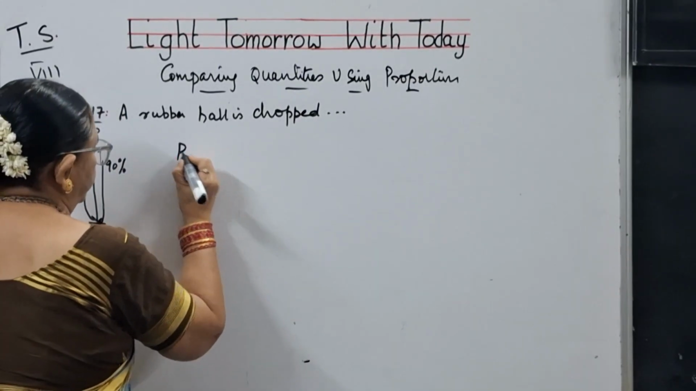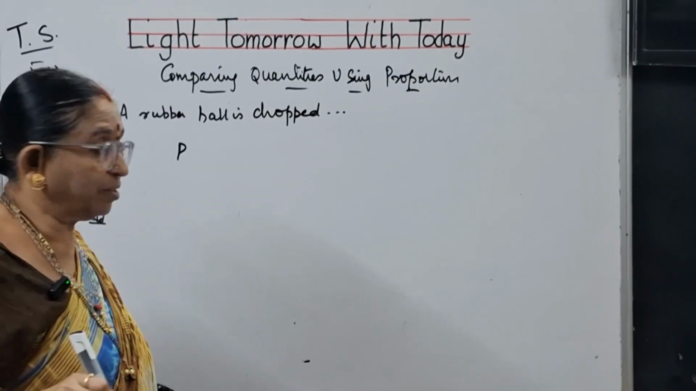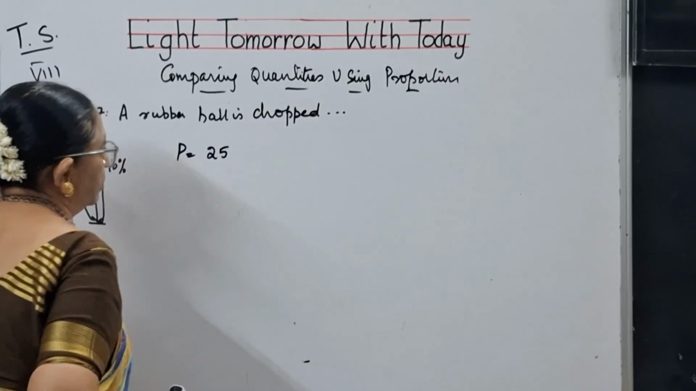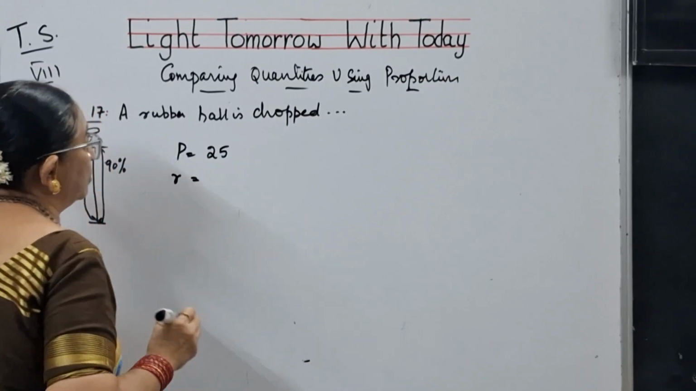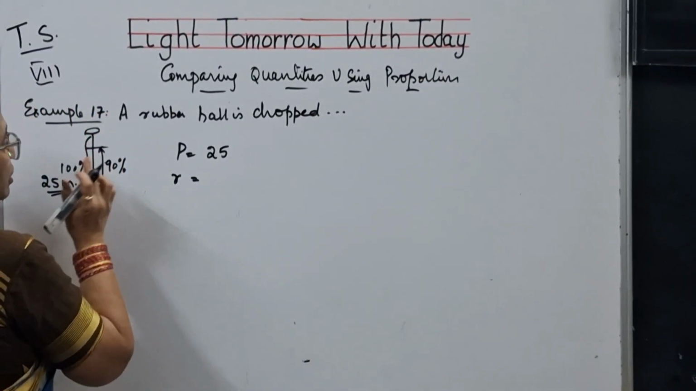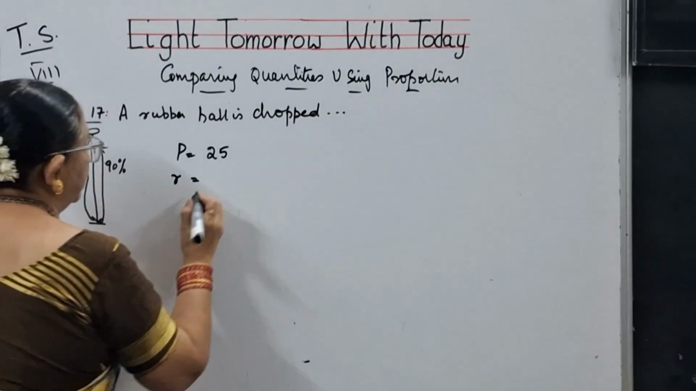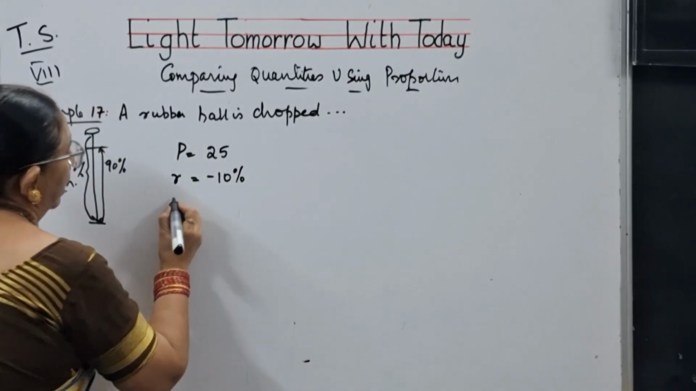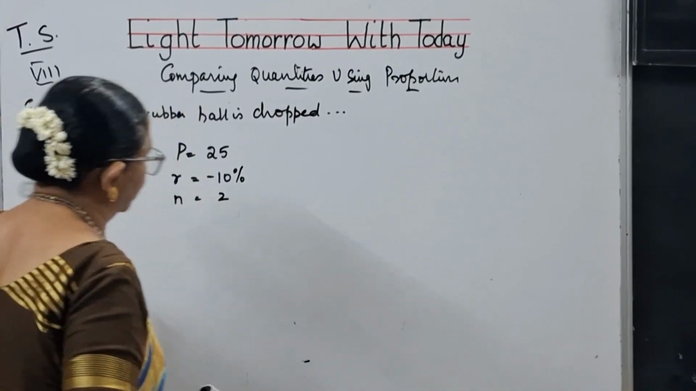In this case, these problems are all based on our compound interest formula. So principal P becomes 25. Now the rate, which percentage? See children, every time there is a reduction of 10. Earlier it was 100, it has become 90. That means rate is minus 10. It is reducing 10% every time. And time is given as 2 bounces. They said 2 times it has gone like this.